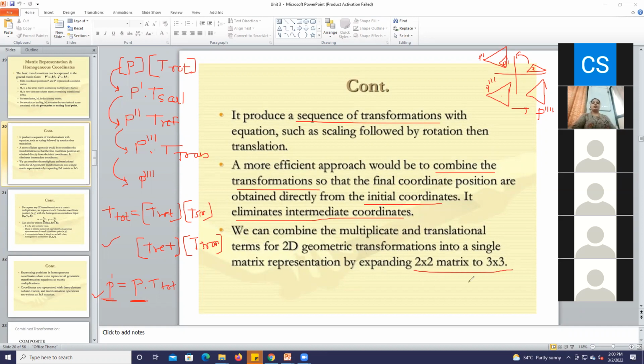बघितलं आपण की what is homogeneous coordinate system. त्याच्यामध्ये आपण expand करतोय 2 by 2 matrix into 3 by 3 matrix. Because मला या combined transformation मध्ये सगळ्या प्रकारचे ट्रान्सफॉर्मेशन येणार आहेत. 2 by 2 पण असेल, 3 by 3 पण असेल. मग तेच करण्यासाठी आपण काय करतो? प्रत्येक 2 by 2 कन्वर्ट करतो 3 by 3 मध्ये.